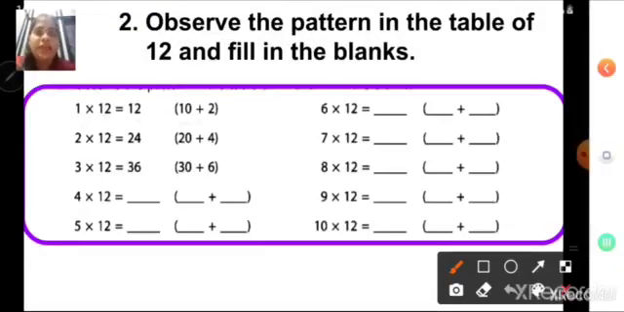Here the pattern they have given is 10 plus 2. Now 12 they have expanded it. 10 plus 2 is 12. 2 into 12 is 24. 24 is 20 plus 4. Then 3 into 12 is equal to 36. 36 is equal to 30 plus 6. Children, all these are the pattern, if you observe it carefully.